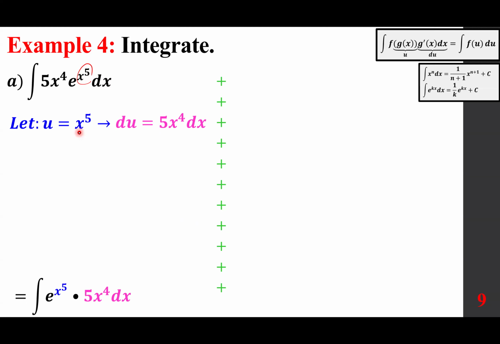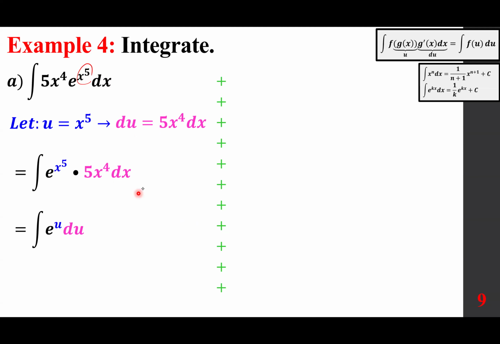Let's rewrite. And what we are dealing with here is e to the power of u du. Simple case. The answer is itself, e to the power of u and a constant. U is replaced with x to the power of 5, and we're done.